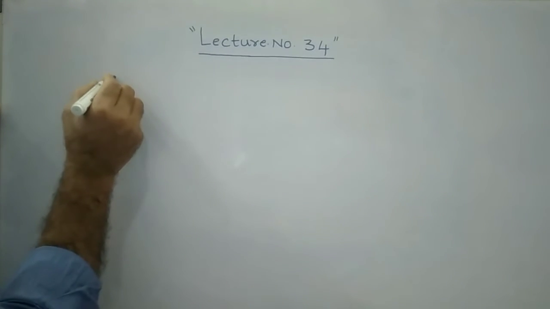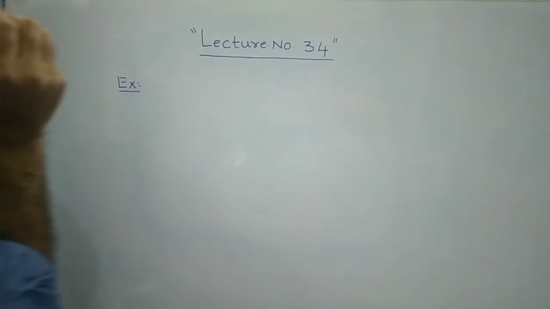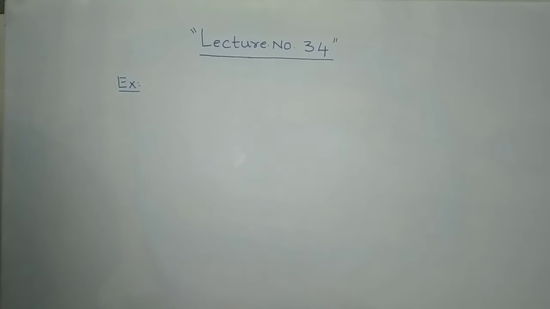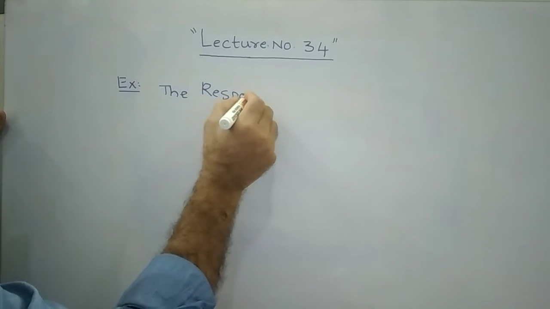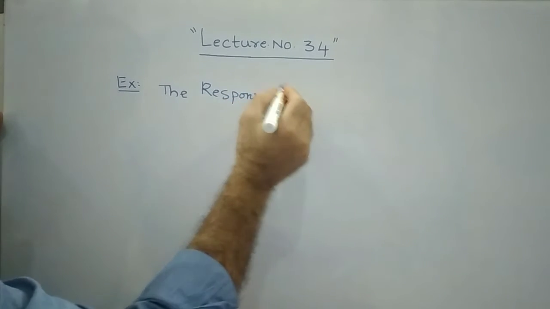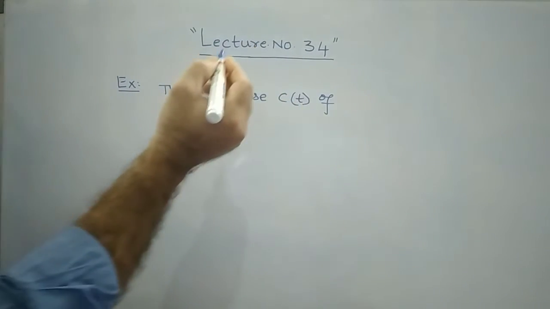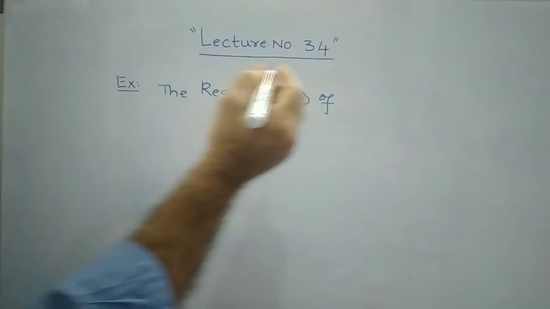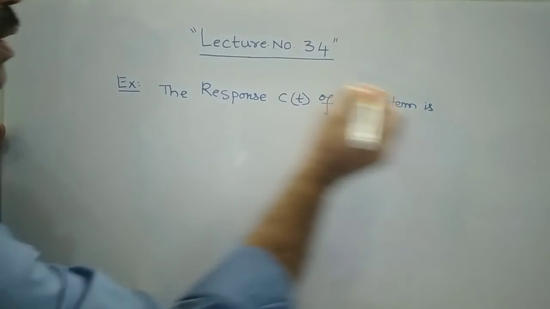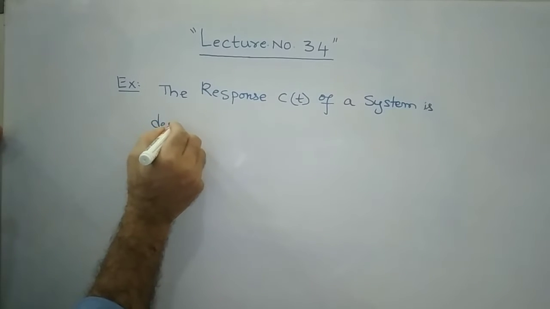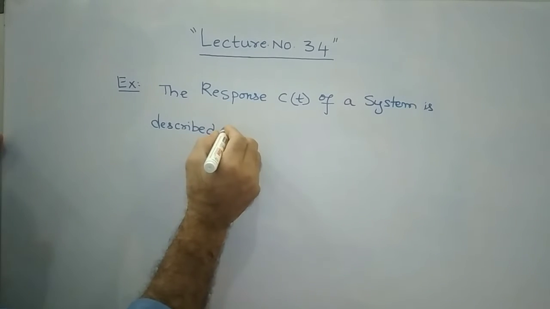So let us see one important example on these time domain specifications. The problem is given like this. The response C of t of a system is described by the differential equation.